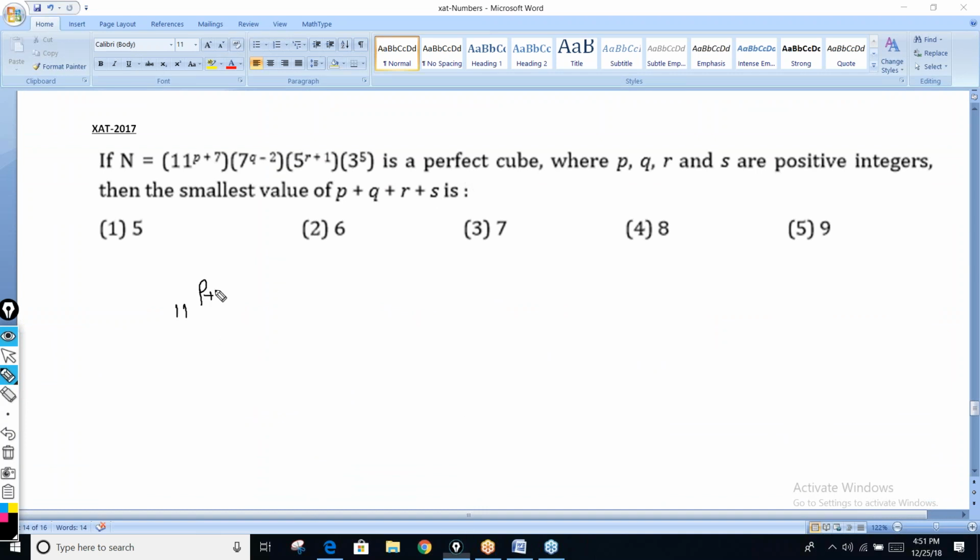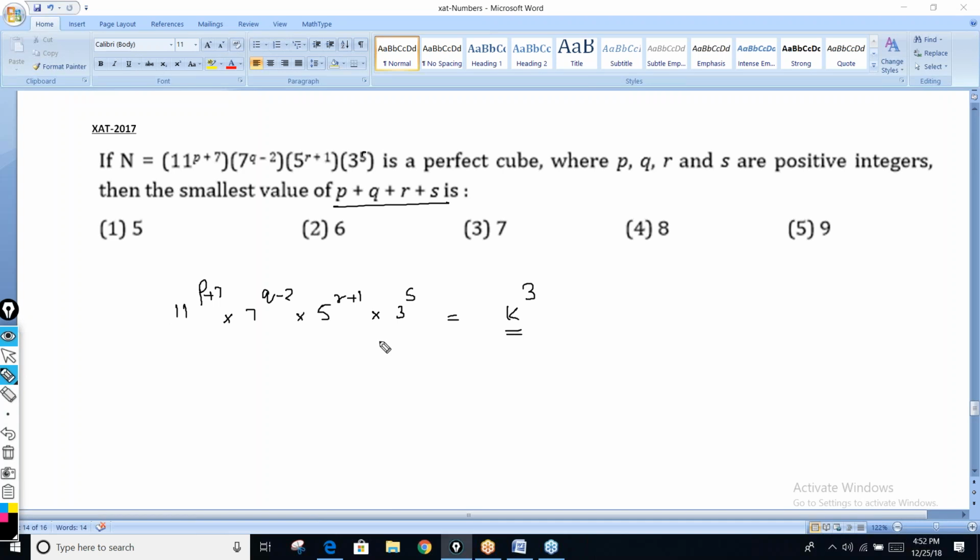11 raised to power p plus 7 into 7 raised to power q minus 2 into 5 raised to power r plus 1 into 3 raised to power s. It is not 5, it is s. It's a perfect cube, where p, q, r, s are positive integers. Then the smallest value of p plus q plus r plus s is? We need to find the smallest value of these integers.